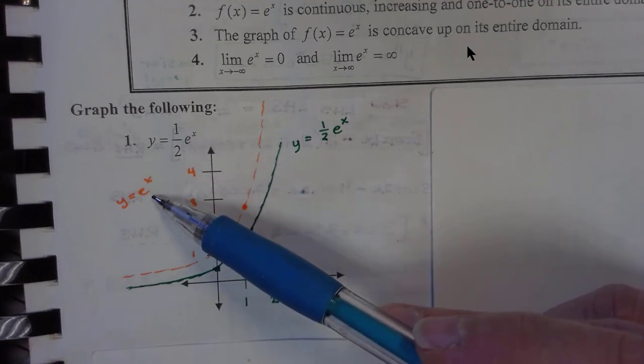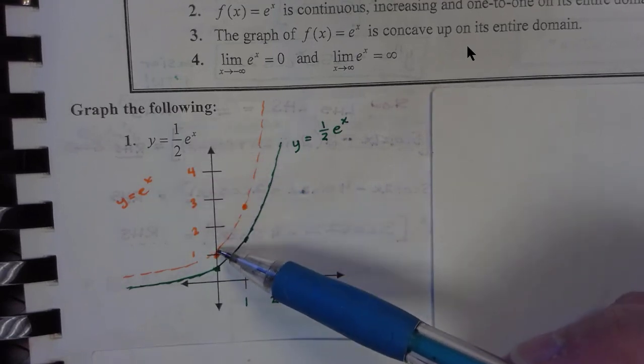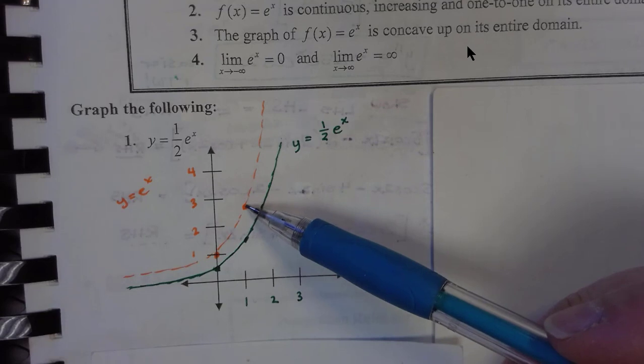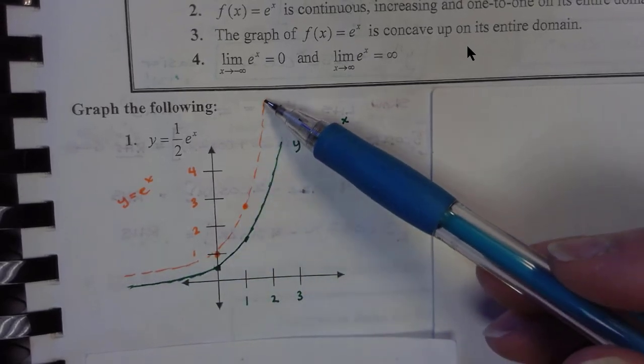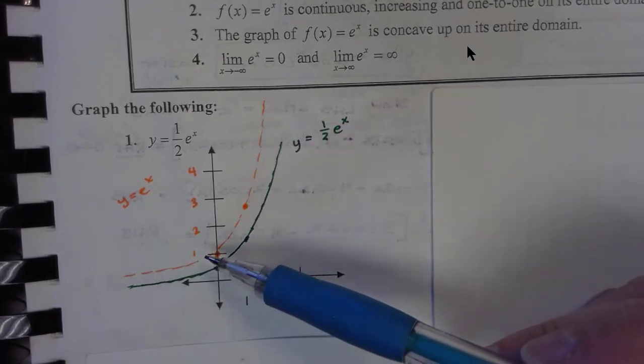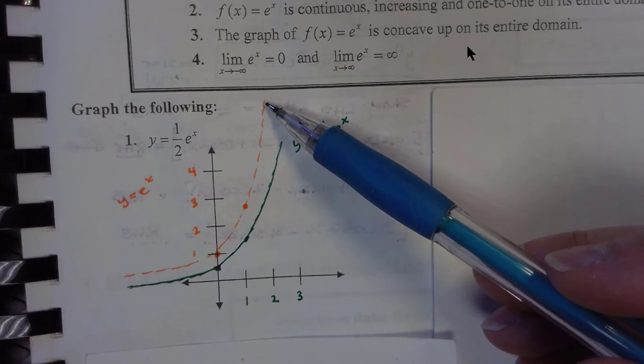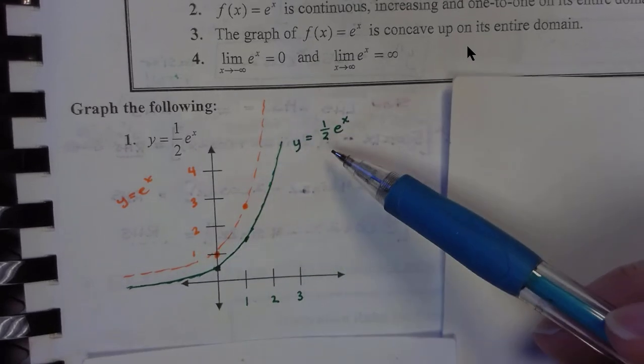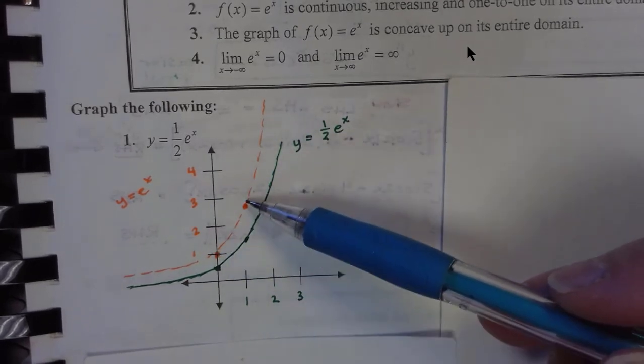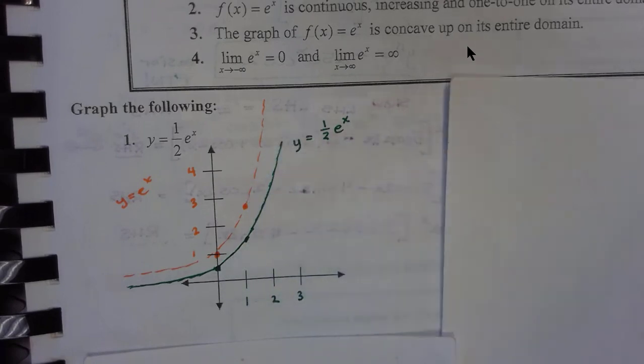Let's think about e to the x. When x is 0, y is 1. When x is 1, y is about 2.7. You can see in the graphed orange dotted line, that's my parent function, e to the x. What does 1/2 do? It takes all these y values and divides them by 2.